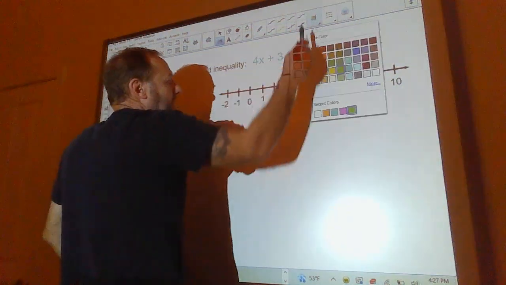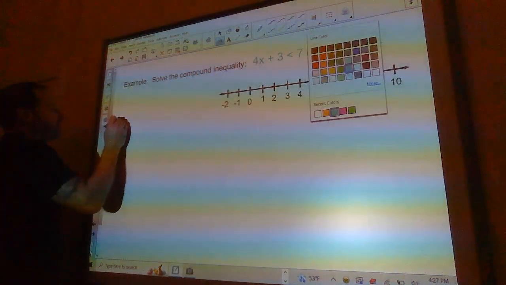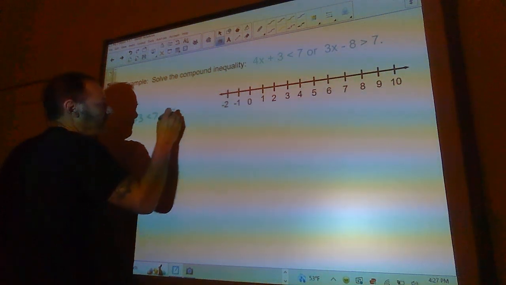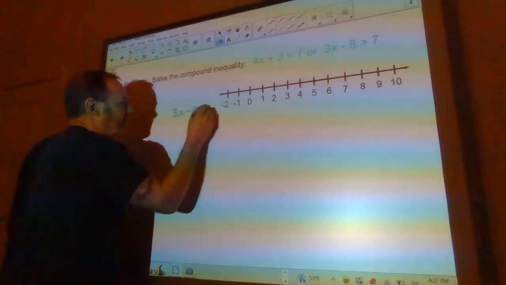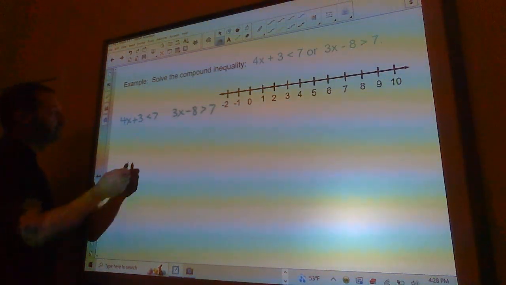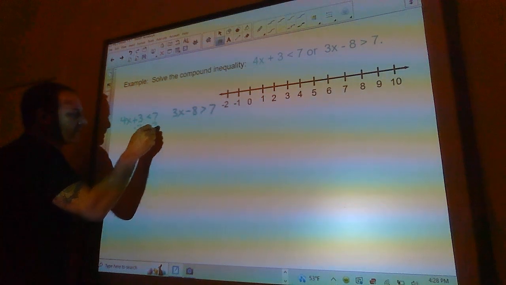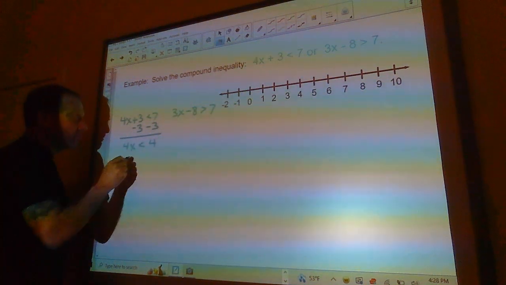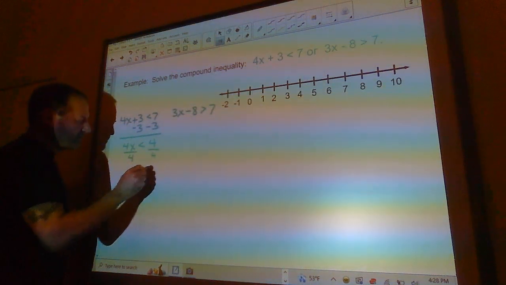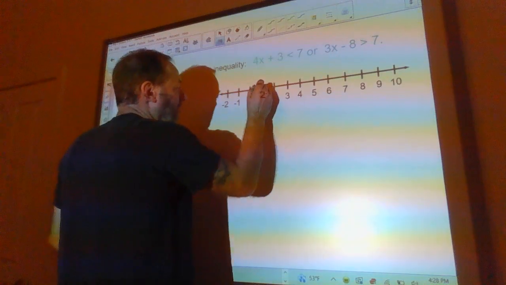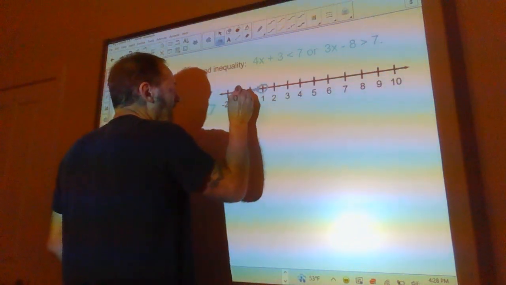Okay, here's the OR situation. What do you do with this? Well, we have 4x plus 3 is less than 7 or 3x minus 8 is greater than 7. So what I need to do is I just need to solve these separately. So I'm going to go ahead and subtract 3 here. So 4x is less than 4. And I divide by 4, and x is less than 1. I'm going to come over here, open circle at 1, less than 1.